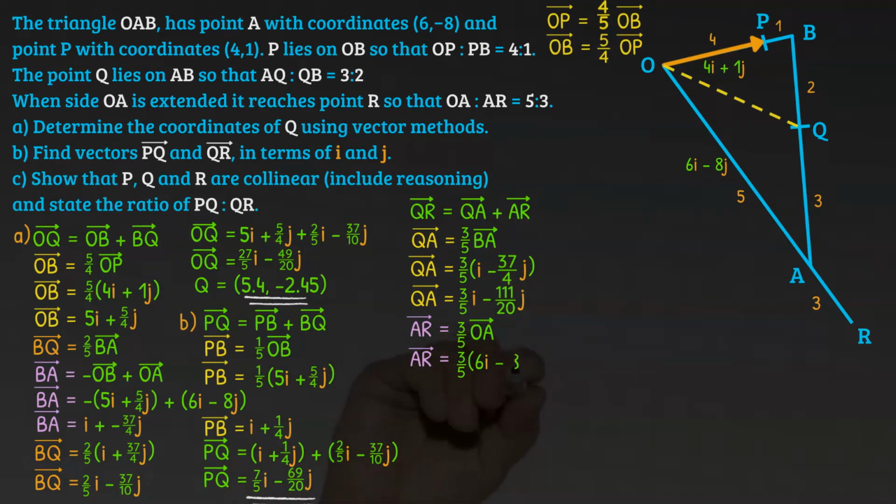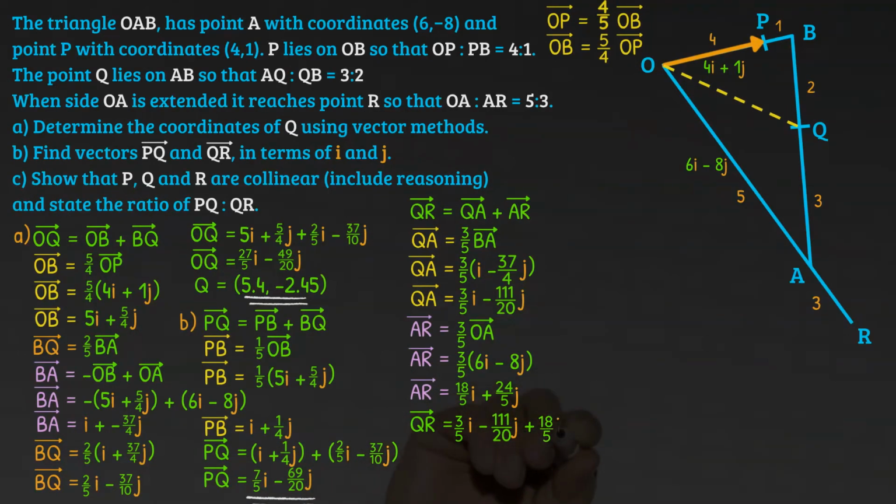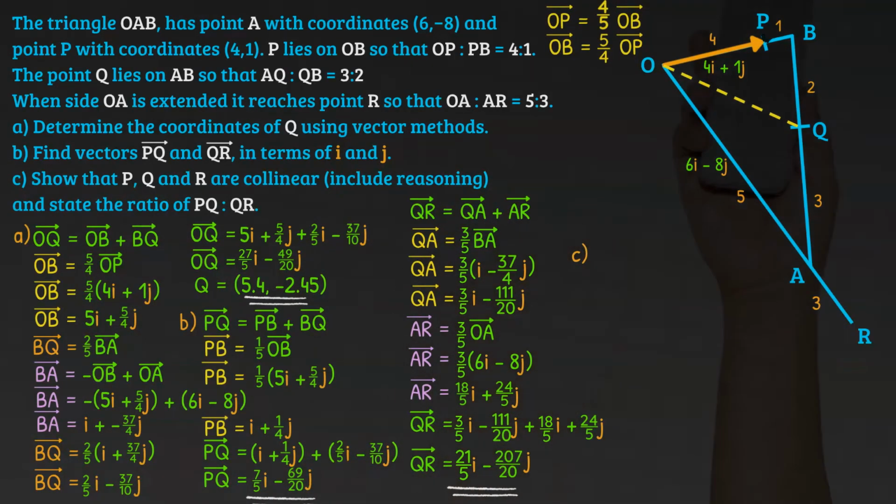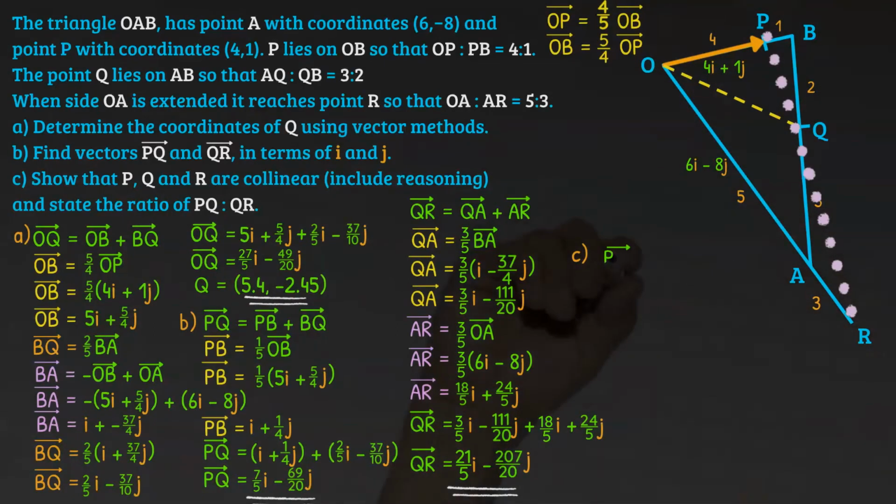So AR works out to be 18 over 5i plus 24 over 5j, and now we can work out QR by substituting the values back in for QA and AR, and we get QR is equal to 21 over 5i minus 207 over 20j. And in part C, we're asked to show that P, Q and R are collinear.